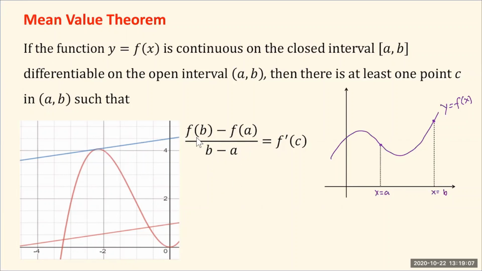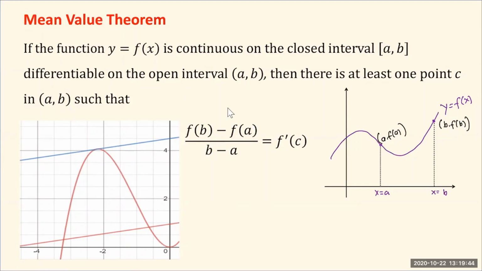Now let's try to analyze what this is: f of b minus f of a over b minus a. If you look at the points on this function, the point over here at x equal to a is a comma f of a. So we can label that point as a comma f of a. That is the point there. And if you want to label this point, it's at x equal to b. So the x coordinate is b, and the y value will be f of b. So these points are a comma f of a and b comma f of b.